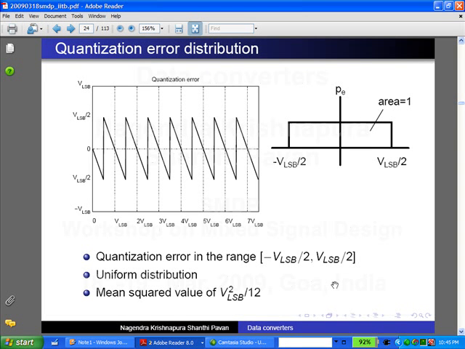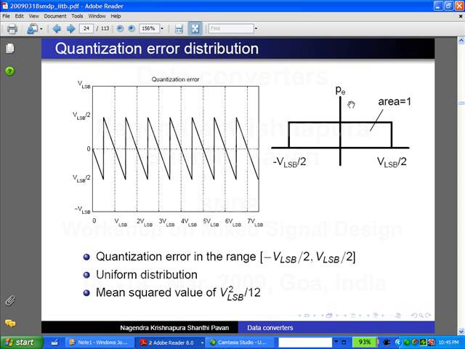Is it okay? How many of you know how to calculate the mean square value from the distribution? You know this, or you want me to do this? Let me proceed a little further. I'll come back and do this.